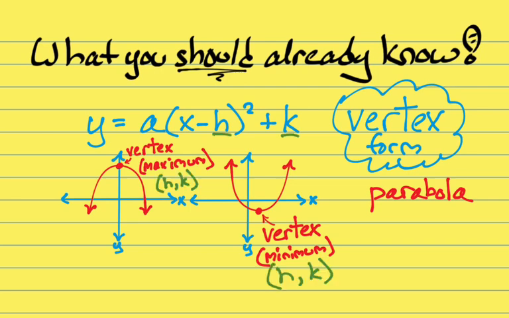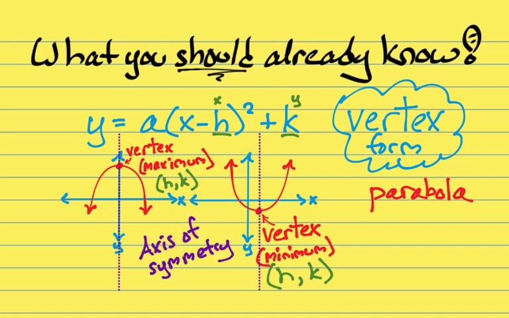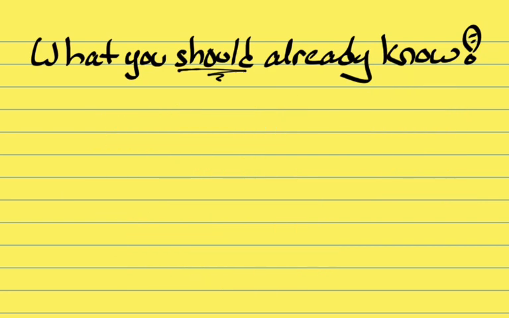Where is the vertex located? Well, that's easy. It's whatever the values of h and k are. They are the x and y values of the vertex. One last concept you need to know is called the axis of symmetry. It's the imaginary line that splits a parabola in half. It always has an equation that says x equals h, which is the number on the x-axis that the symmetry line passes through.